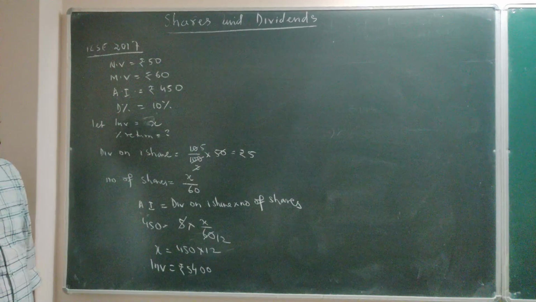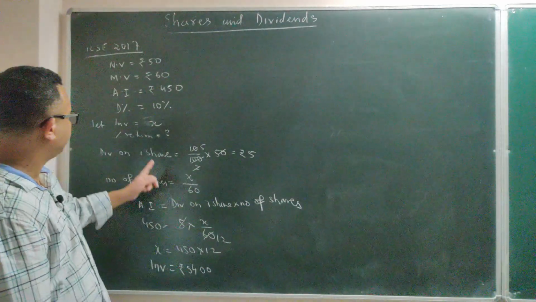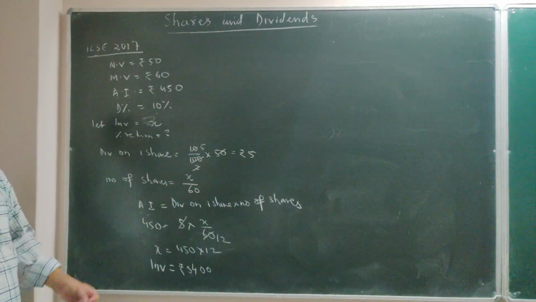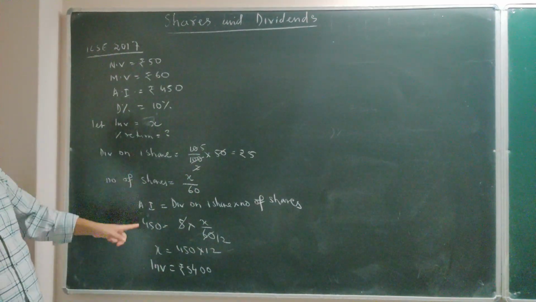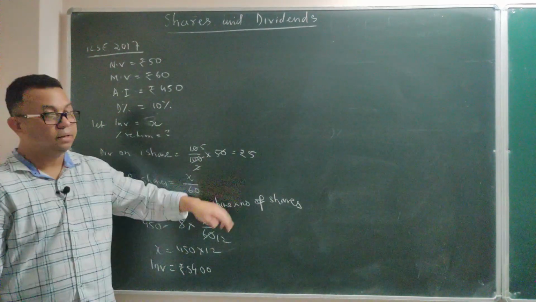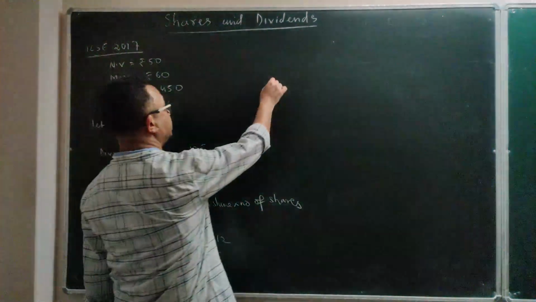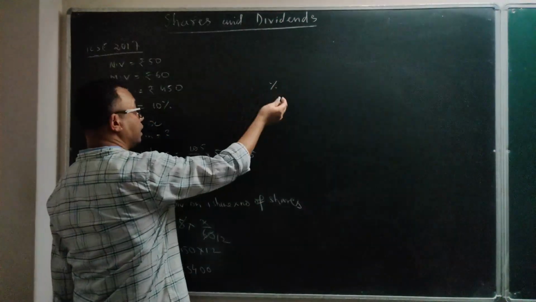But there is, I think, one more question. Yeah, the question is also telling you to find the percentage return. Now to find the percentage return, you need dividend on one share, which is already calculated. Then you need market value, which you already have, and into 100. So here it is, percentage return. Percentage return is the second part of the question.